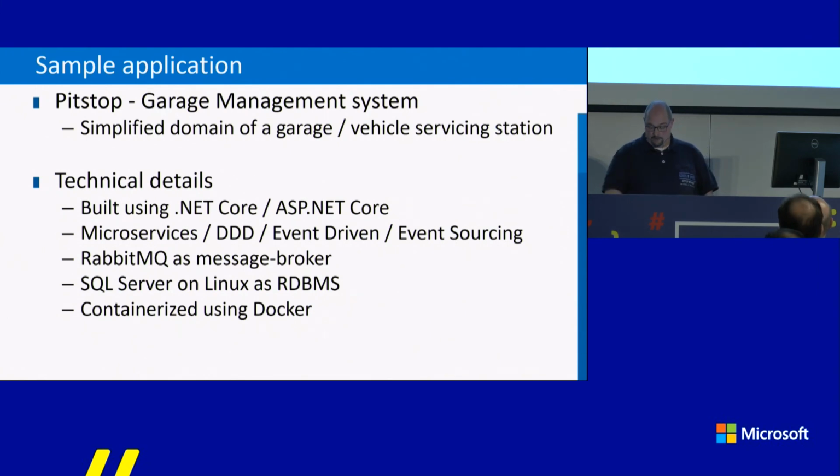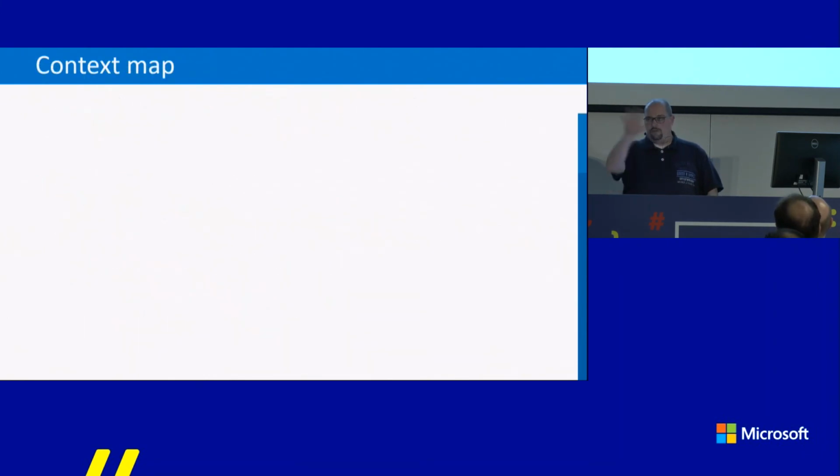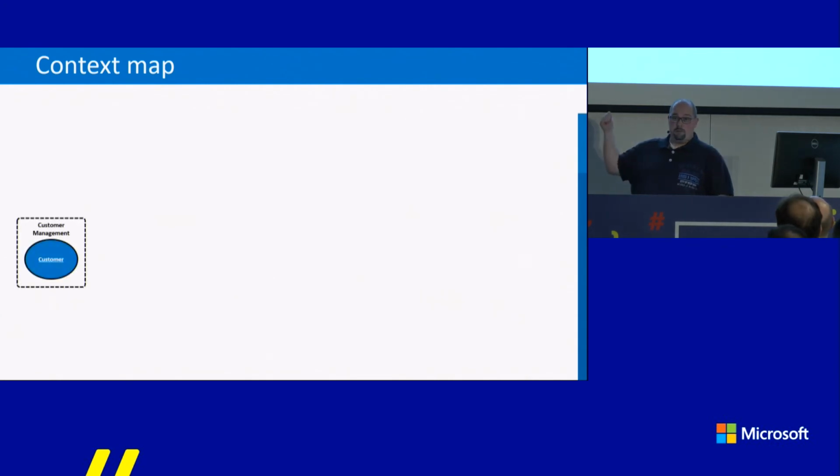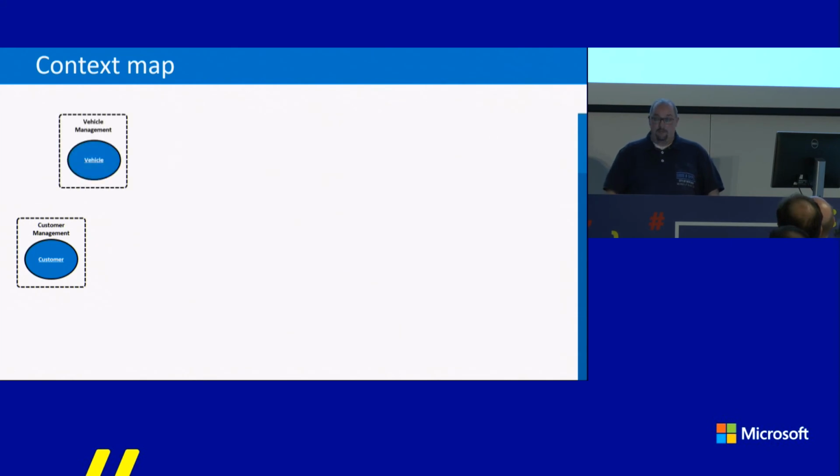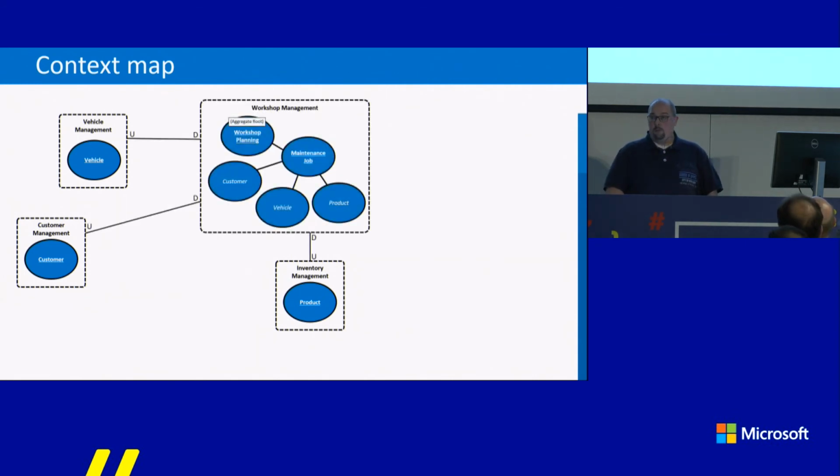So that's basically what I've built. If you look at the context, so what is in this domain, so to speak, I have customer management. I need to manage the people that come in and bring their vehicle. I have to manage the vehicles, of course. I have my inventory management because I have products, I have parts that I sell and that I use. And then I have workshop management. And that's basically where I make my money.